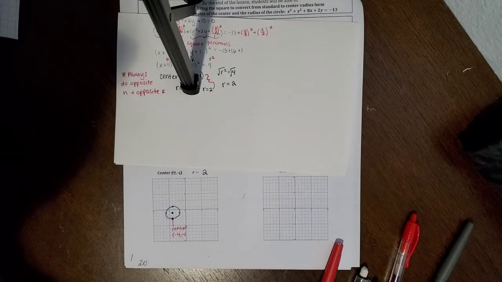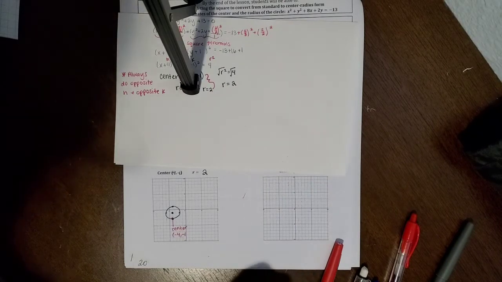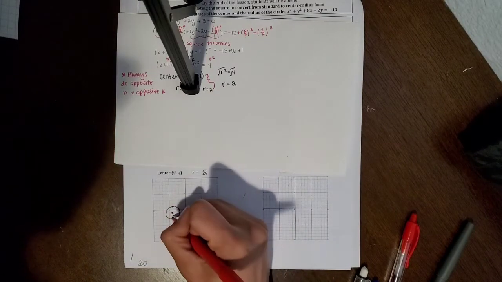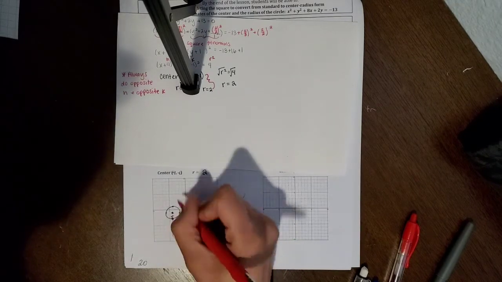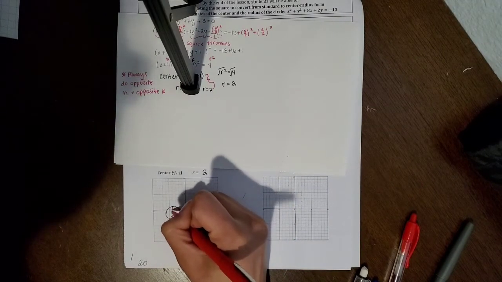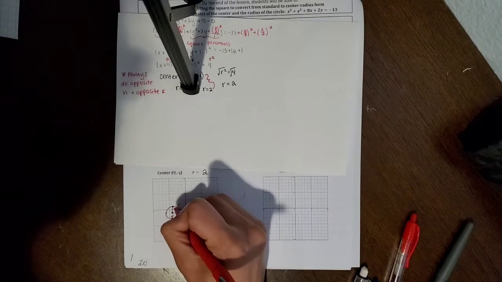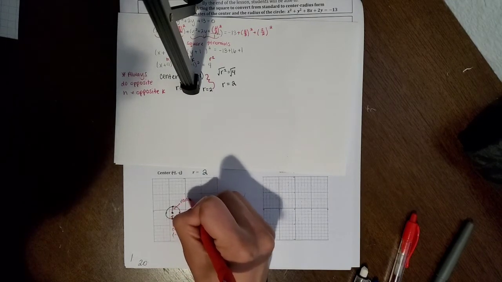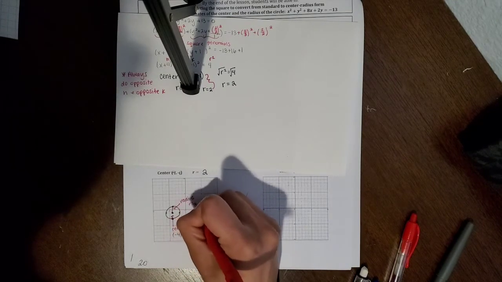And now I have, let me draw this arrow a little higher. I have my center. I'm going to connect this point to this point, and I'm going to say that that is my radius. R is equal to 2.